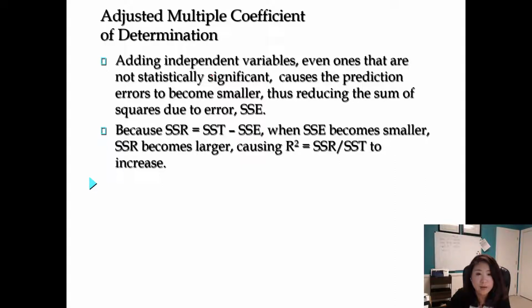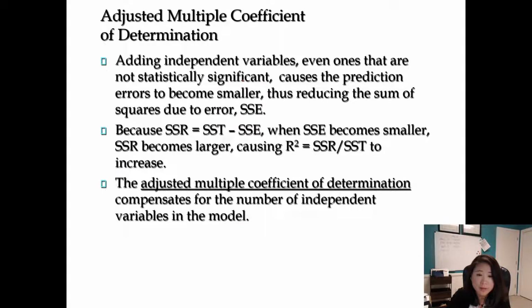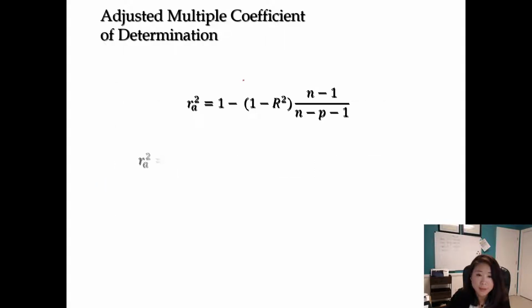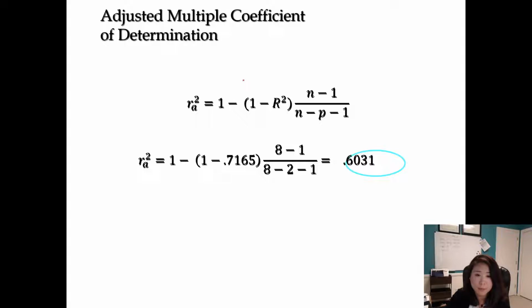So that is our adjusted R squared. The adjusted multiple coefficient of determination, or adjusted R squared, compensates for the number of independent variables in the model. Basically, if you have too many x variables, your adjusted R squared will start decreasing. So look at my adjusted R squared. We usually write R squared with the subscript A, indicating that it is adjusted. And adjusted R squared equals 1 minus, etc.